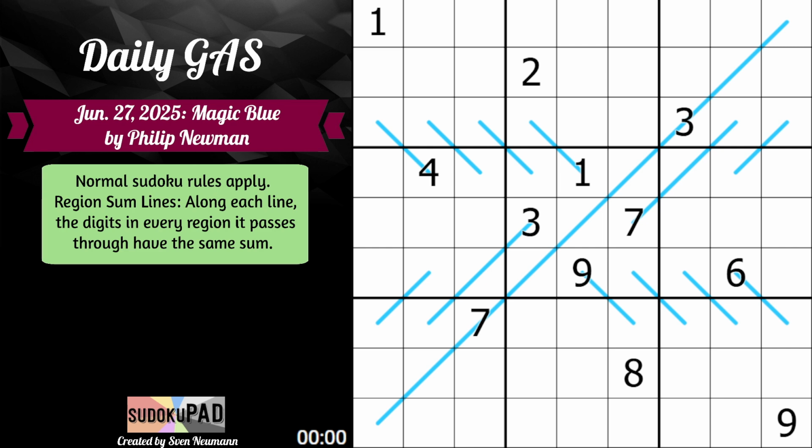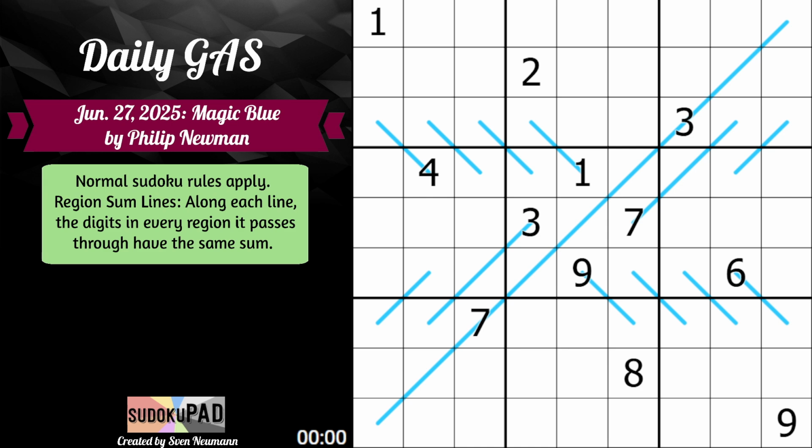Normal Sudoku rules apply. Region sum lines: along each line, the digits in every region it passes through have the same sum. So, what does that mean? Well, if we take a look here, Philip actually gives us an example.